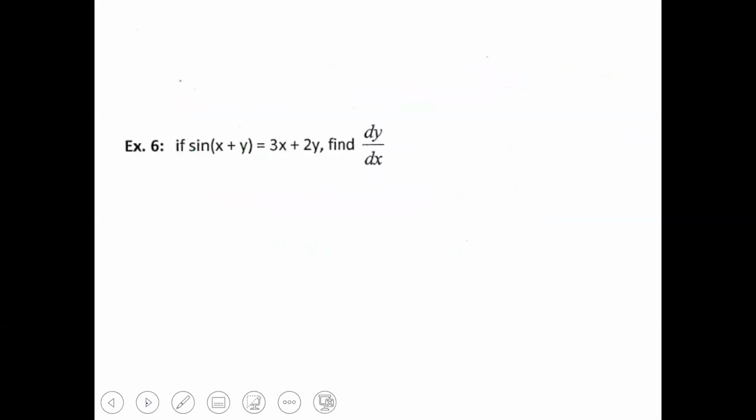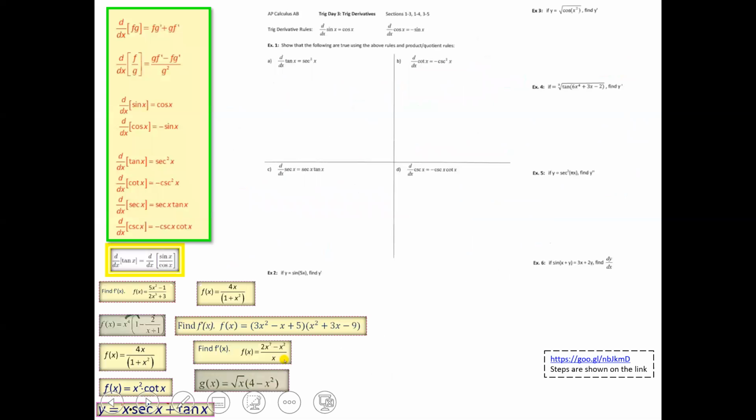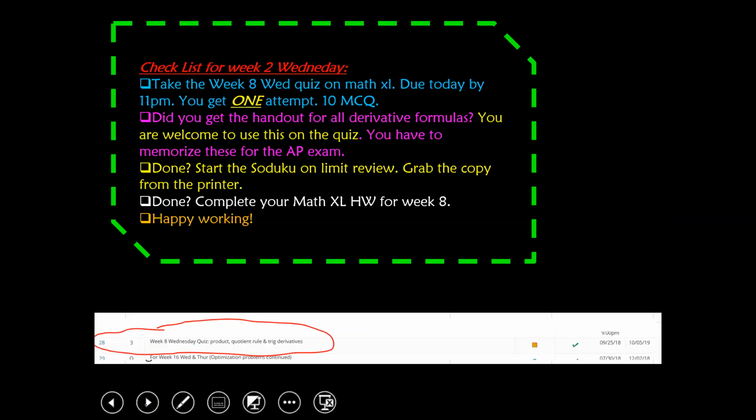All right, you guys, I think that's enough. We will actually talk more about this later on, so don't worry about it if you're not quite sure. This is a little bit difficult to do. As always, the steps are shown on this link, so you're welcome to go and take a look at that.